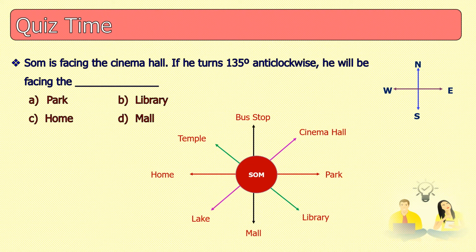Sam is facing the cinema hall. If he turns 135-degree anti-clockwise, he will be facing the... figure I have to give you. 5 seconds. Home. From cinema hall, 135-degree anti-clockwise. That means 90 plus 45. So he'll be facing the home.